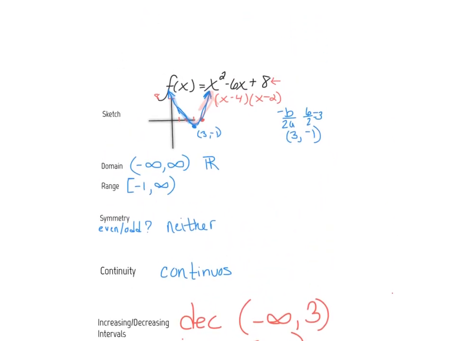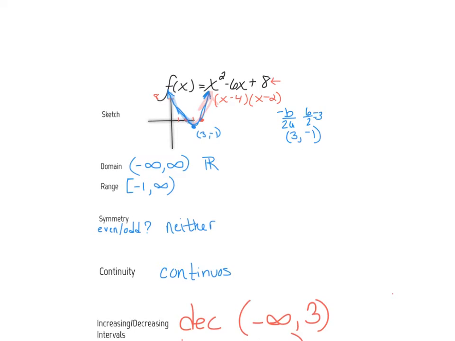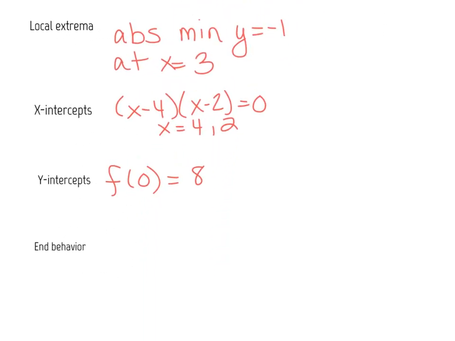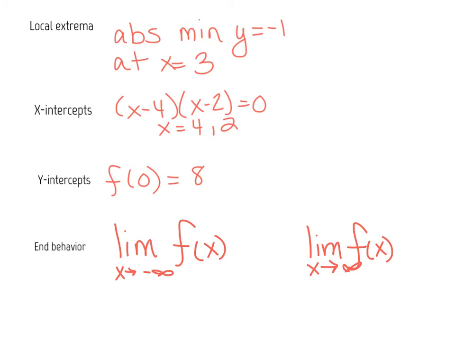So what's it doing on the ends as it goes forever left? It looks like it's going up, and it's going up on the right as well. So I'm going to write my end behavior as a limit. The limit of the function as x approaches negative infinity is equal to positive infinity. And since it's going up on the right as well, it's also going towards positive infinity.